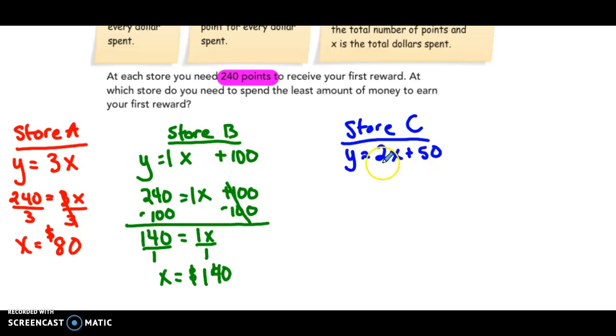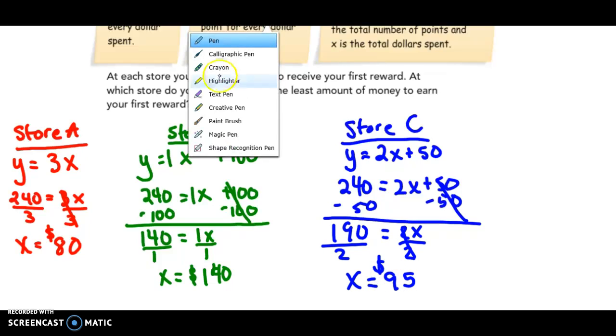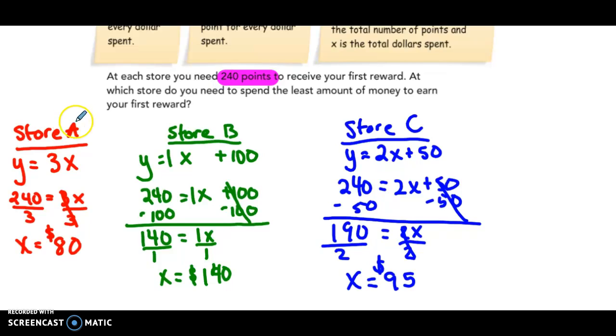Store C says that y equals 2x plus 50. We need y to equal 240 points, so 240 equals 2x plus 50. Subtract 50 on both sides, which gives us 190 equals 2x. Divide both sides by 2. We get x to equal $95. So based on this, it looks like store A is the one that has the better deal. I can spend $80 to get 240 points, which is going to be the best deal out of each one.